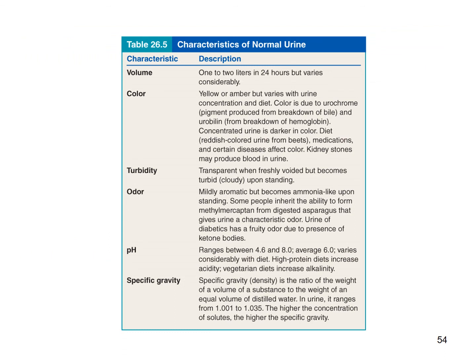So what are the characteristics of normal urine that you have here? The volume can be 1 to 2 liters in 24 hours, and that kind of brings up a little bit of a funny story for me.